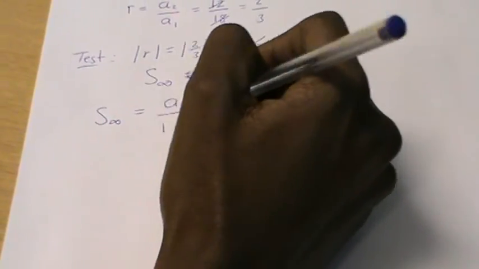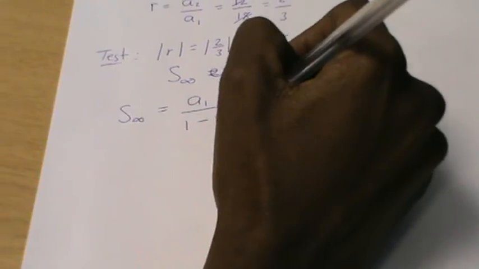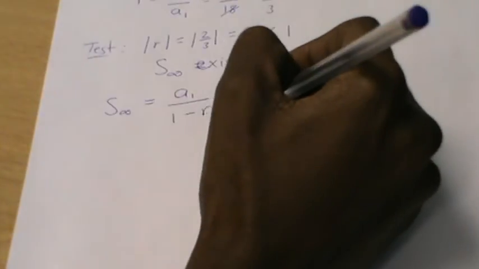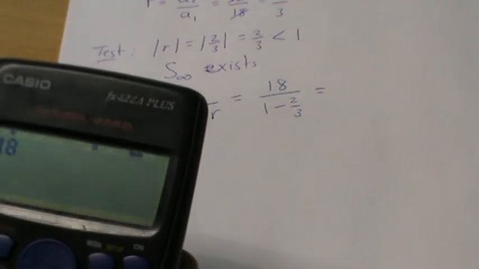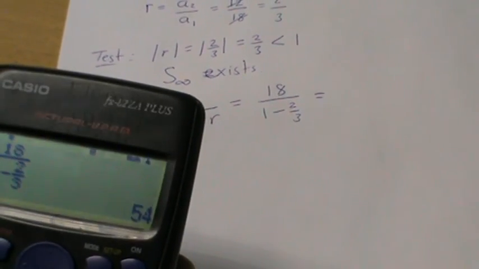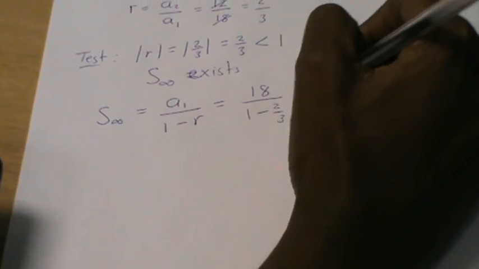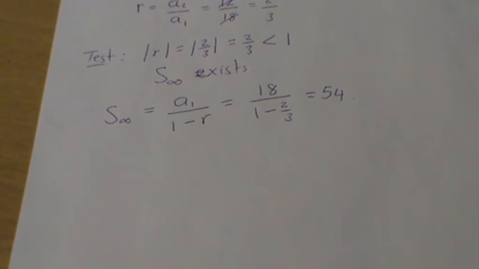Remember the formula, the sum to infinity is equal to the first term over 1 minus R. Then I just substitute. My first term is 18. I worked it out, and I say 1 minus R. I worked out R already, and then this I do on my calculator. I have 18 over 1 minus 2/3. Okay, this is 54. So the sum to infinity is 54, and just like that, I am done.